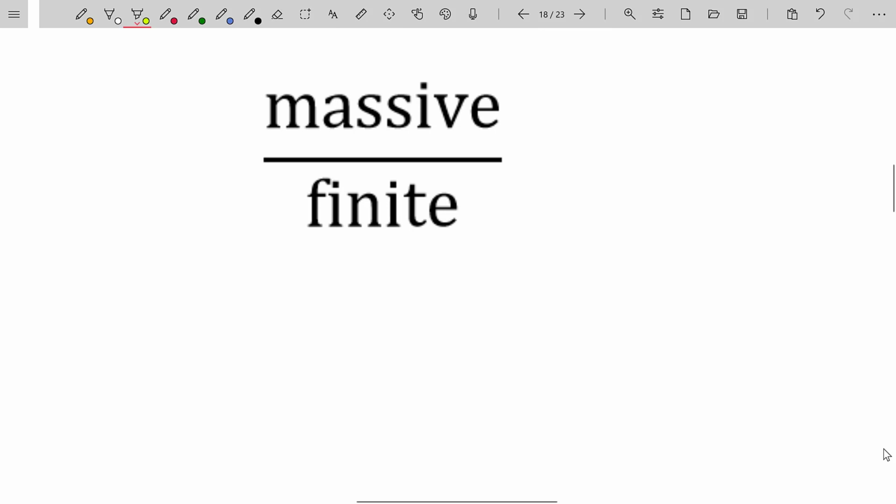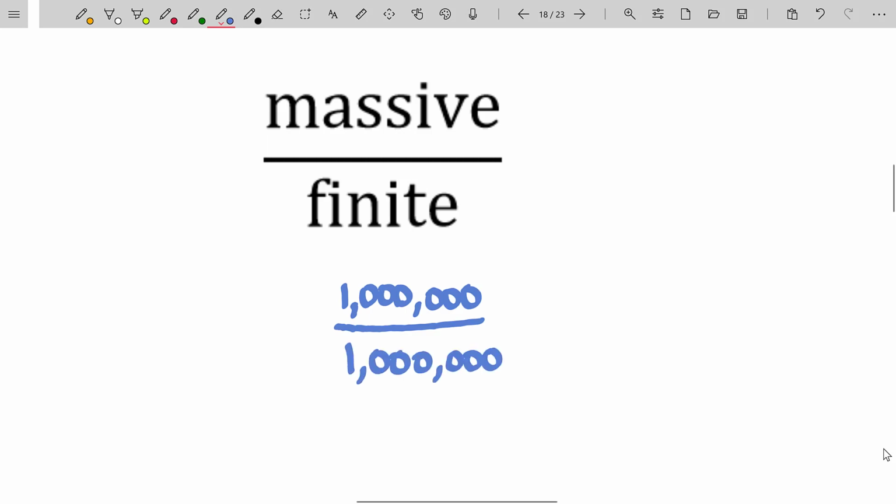What about the second case? What if you have a massive number, something running off to infinity or negative infinity, over something finite? We'll start writing down some examples for yourself. So something massive like 1,000,000 over something finite. Now, I do understand that 1,000,000 is also a finite number, and in that case, that ratio would be 1. But the reality is when I say massive, I mean this thing keeps growing.